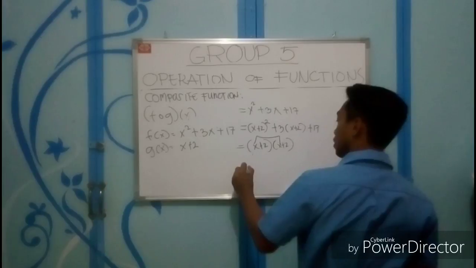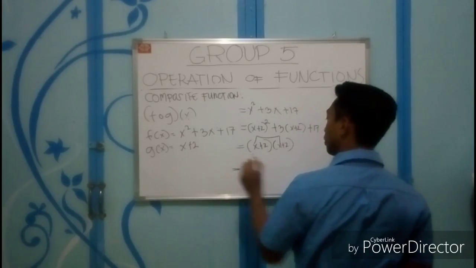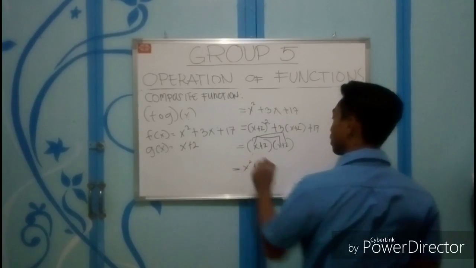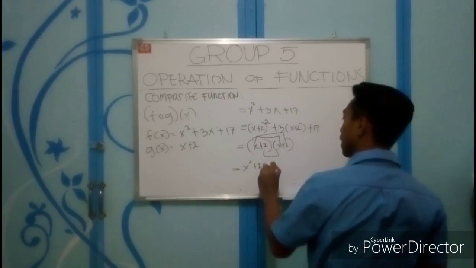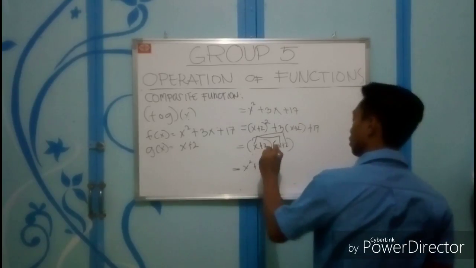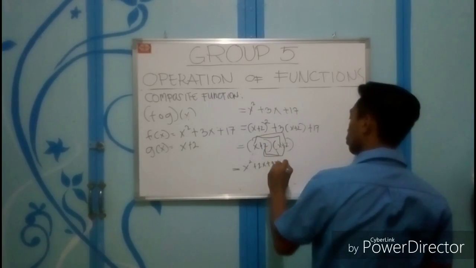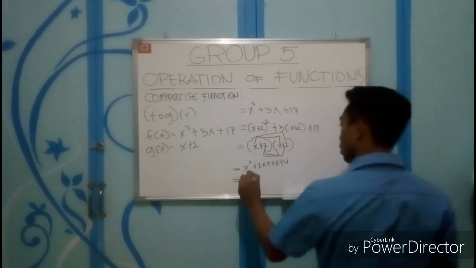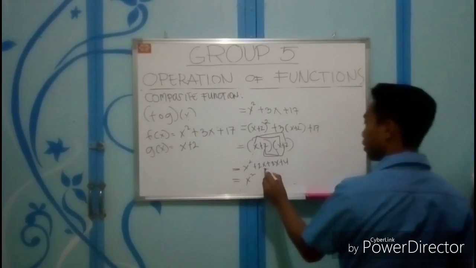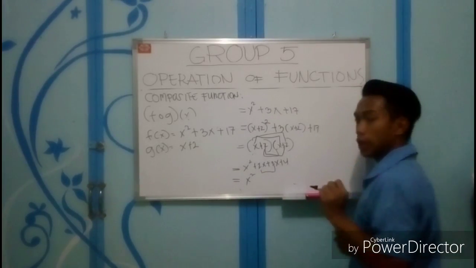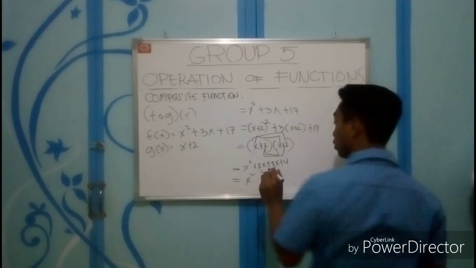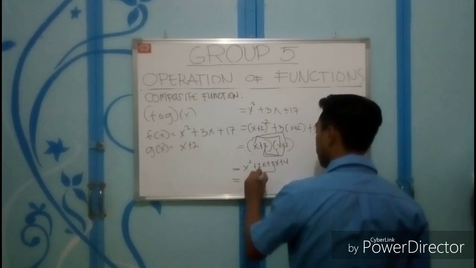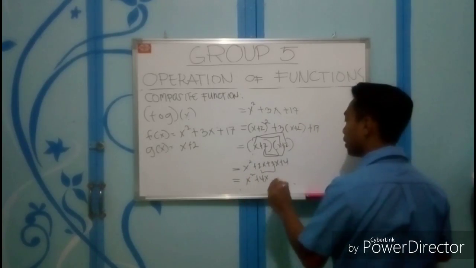X times x is equal to x squared. X times 2 equals 2x. Then 2 times x is equal to 2x. 2 times 2 equals 4. Then combine x squared. Then they are the same, so like terms, so we can add them. 2x plus 2x is equal to 4x. Then simply copy the 4.